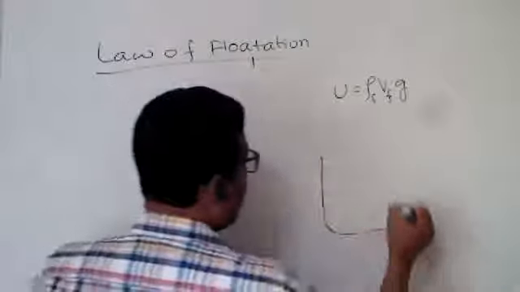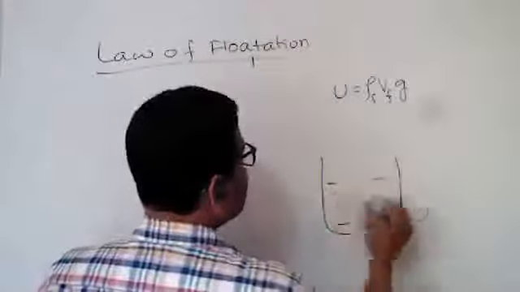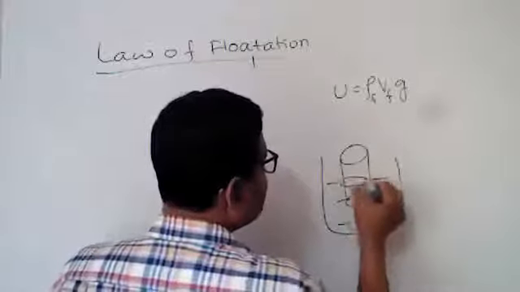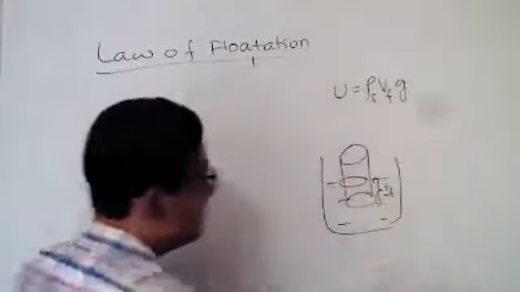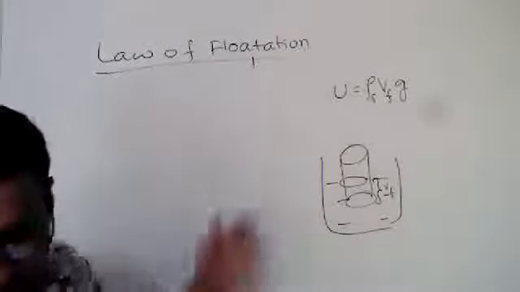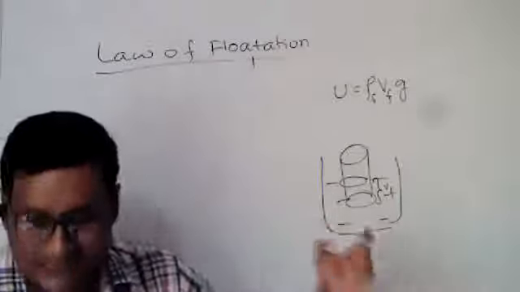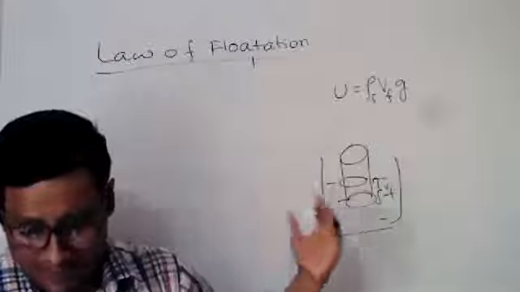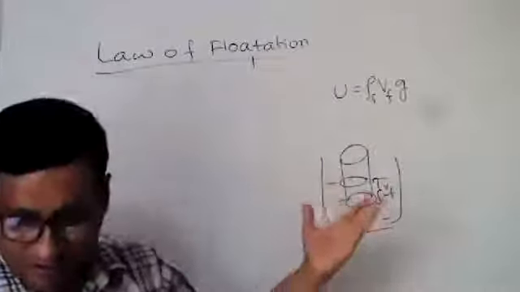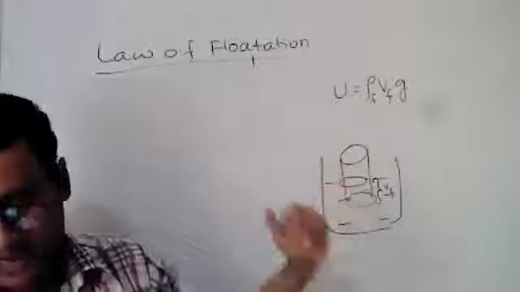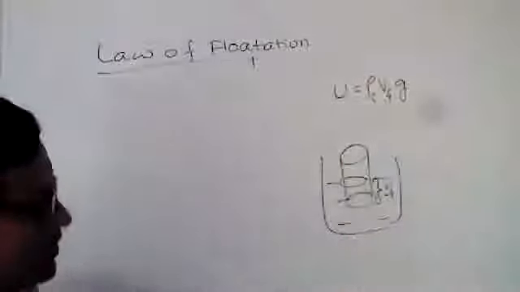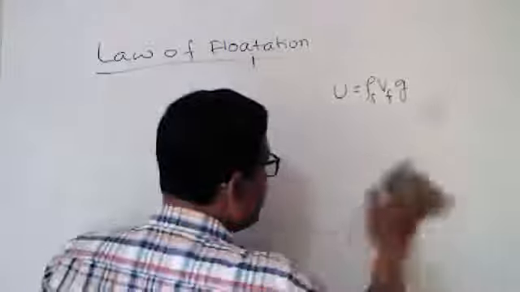Suppose this is the liquid and this is the cylindrical object. So V_f will be this portion. This portion is immersed in the liquid, so it will be V_f. So the volume of displaced water equals the volume of the submerged part of the object in the liquid, and g is the acceleration due to gravity. Okay.